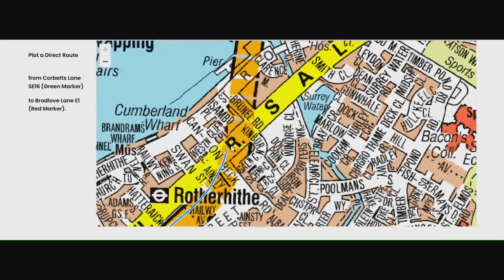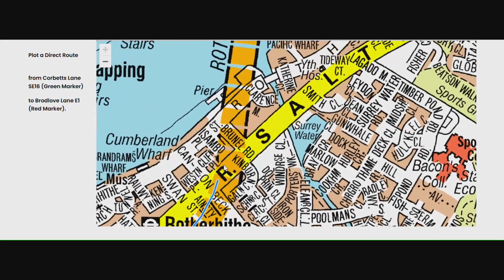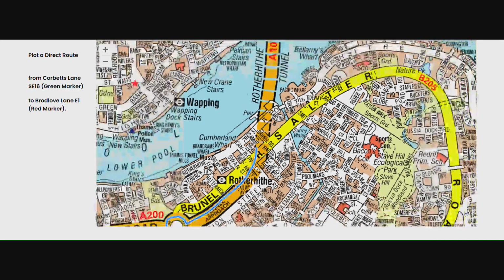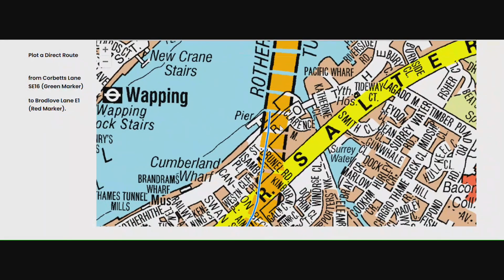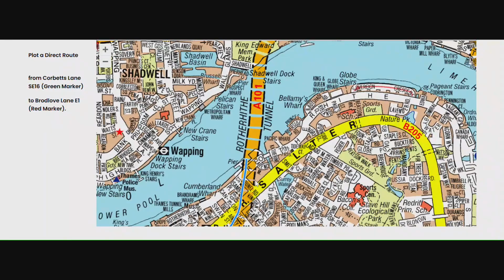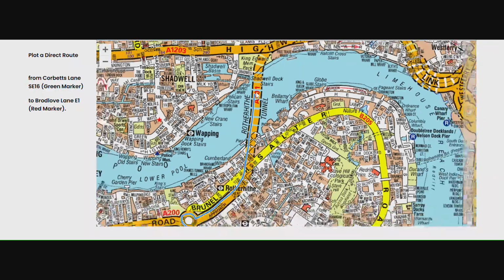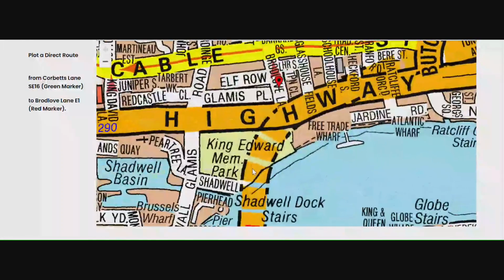So right now we are passing below the B205 road, and we are inside Rotherhithe Tunnel. So all of this other area as well, which you can see on the map, is above us, on the ground level, and we are beneath it. So arriving here inside the tunnel, as I previously mentioned, it is just like any other road.